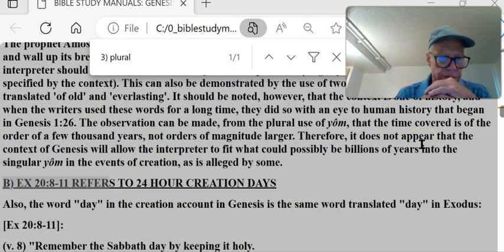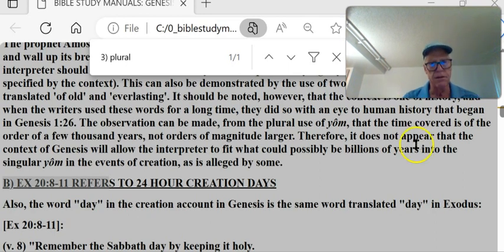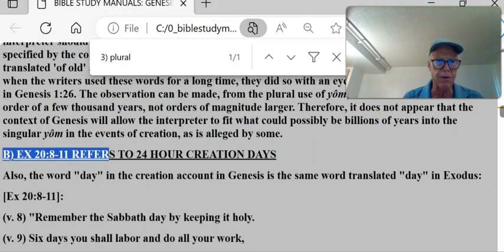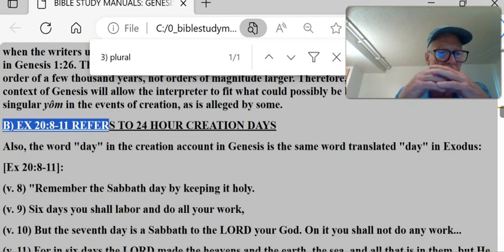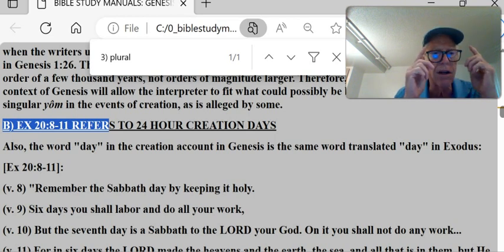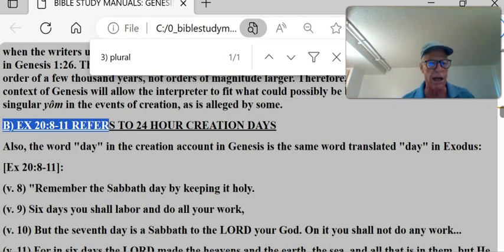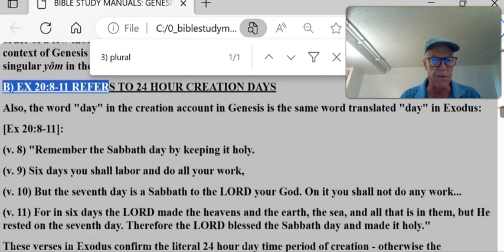Exodus 20:8-11 refers to 24-hour creation days. Some people say, well, no, this is referring to billions of years. Well, also the day in the creation account in Genesis is the same word translated day in Exodus 20:11. Remember the Sabbath day by keeping it holy. Six days you shall labor and do your work. Can't be 6 billion years days.